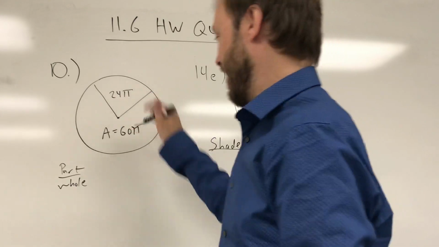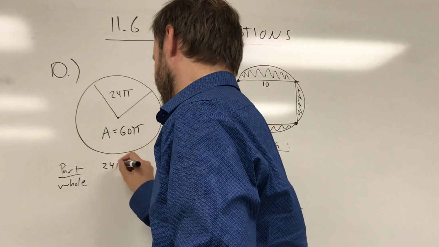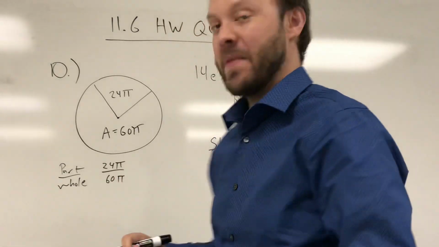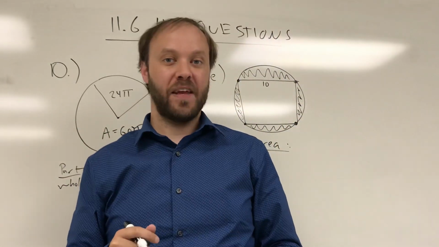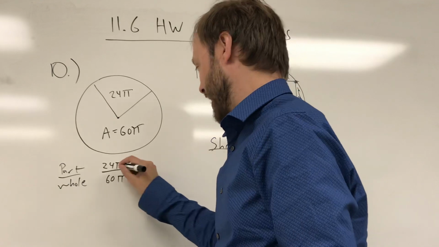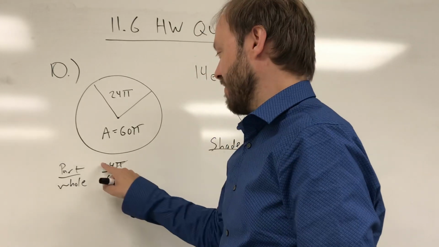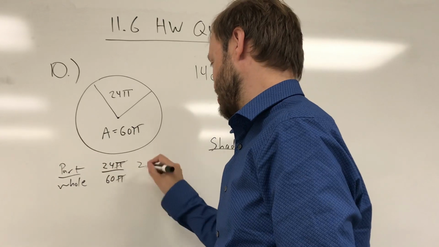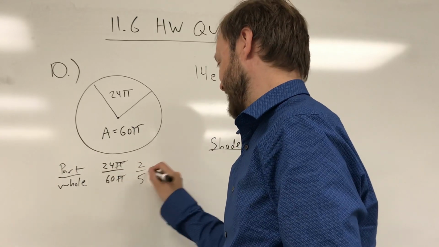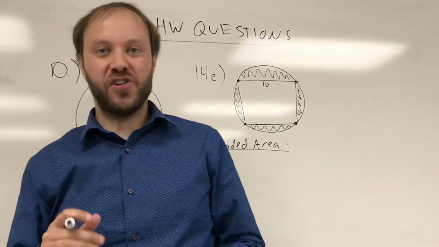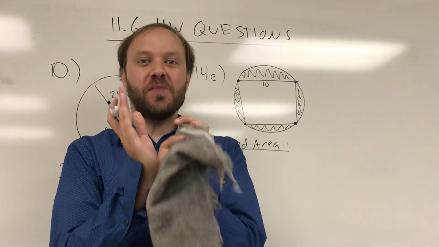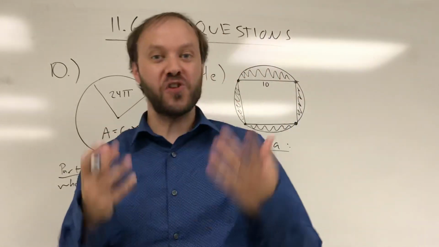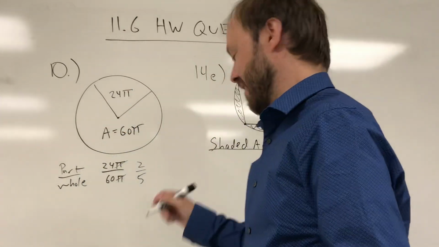But this time it's an area of 24 pi compared to a whole area of 60 pi. Okay, now I would simplify your fraction down just to make things easier to do. We can divide pi out of the numerator and denominator. We can divide both of these by 12. 24 divided by 12 is 2. 60 divided by 12 is 5. So the angle we're looking at is supposed to be 2/5 of the entire circle. In other words, 2/5 of 360 degrees.